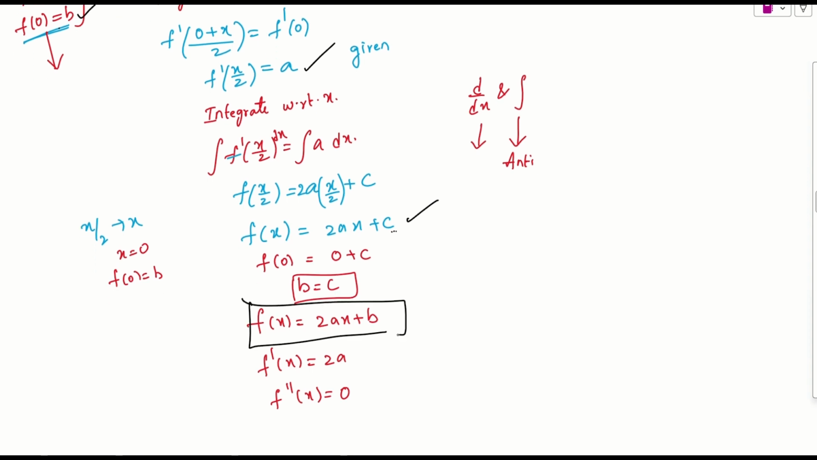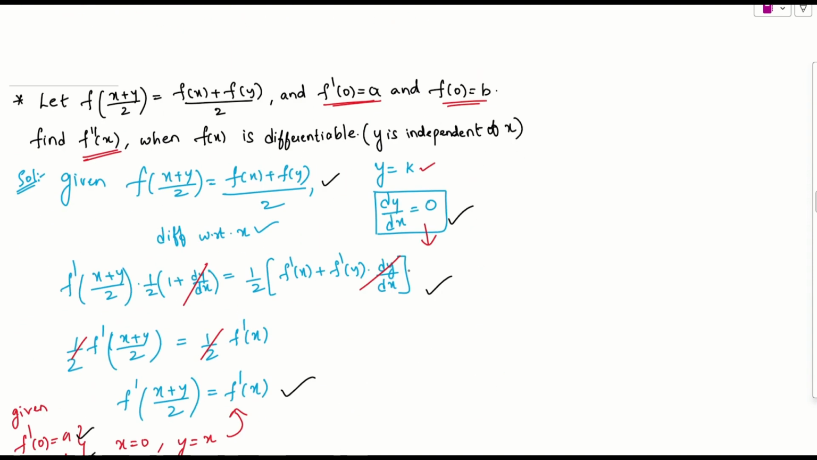What do they want? They want f double dash of x. I have differentiated once. I have differentiated twice. Is it okay? I think up to here everything is clear, right? So this is the answer. Okay then. Thank you.